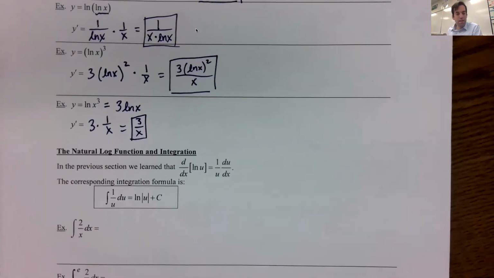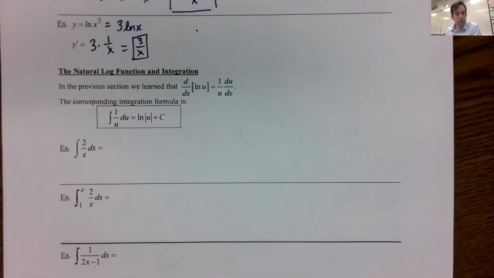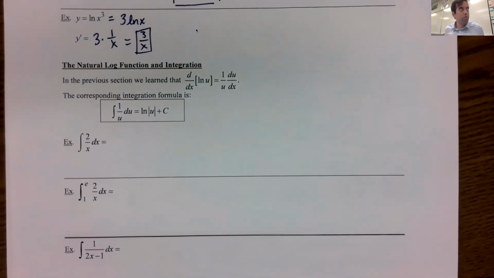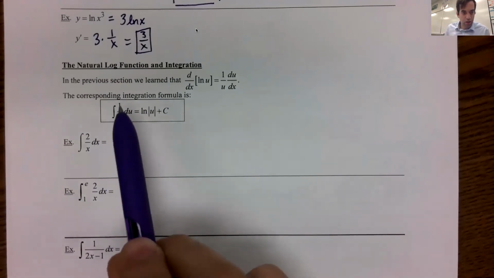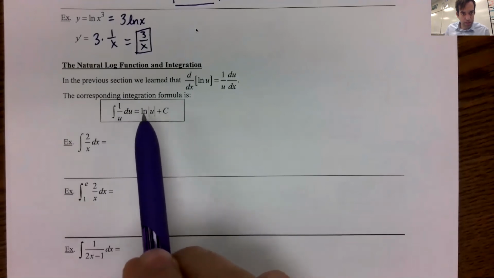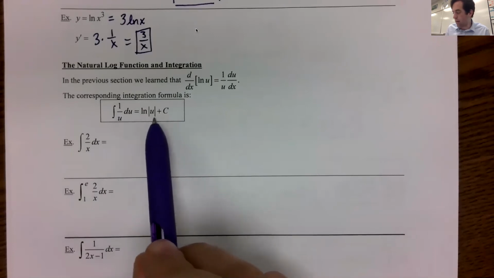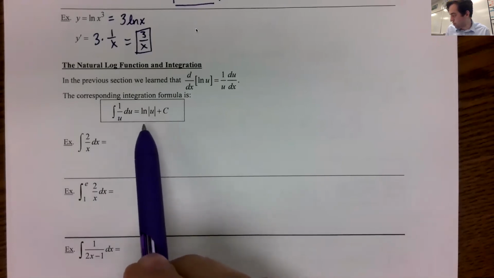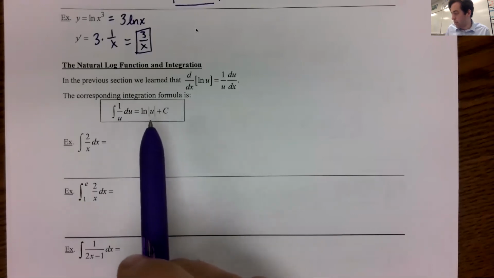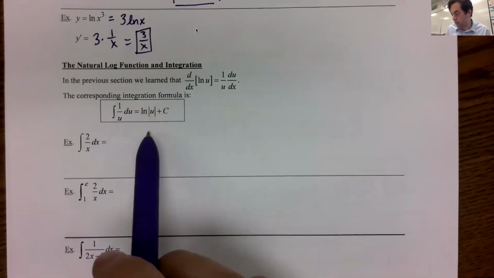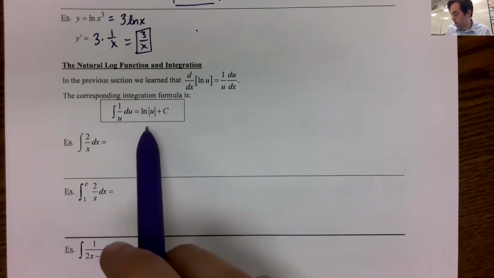Okay. And that brings us to integration. So in the previous section, we talked about that the derivative is 1 over u. This corresponding integration formula is that the integral of 1 over u du is the natural log of the absolute value of u plus c. These absolute value bars are important when we're integrating, and we need to make sure that we remember that. We always want to write that so that our statement is true.